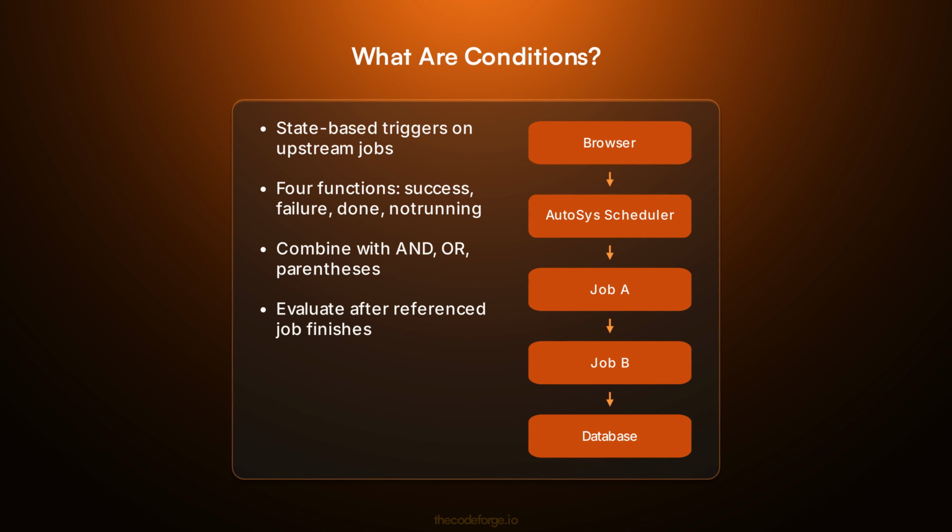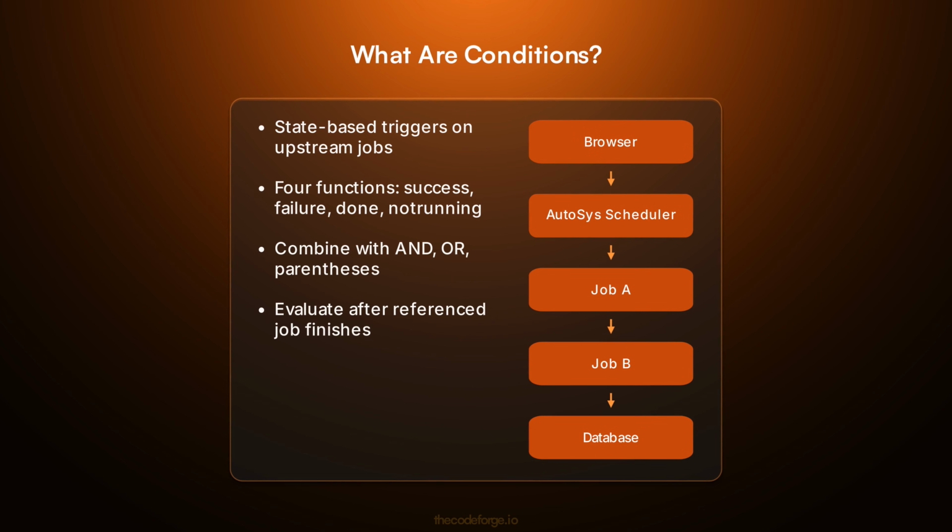AutoSys conditions are like traffic lights for your jobs. They define when a job can start based on other job statuses. The four condition functions each check a specific aspect of a job's lifecycle. You can combine them with and, or, and parentheses to form complex dependency logic.